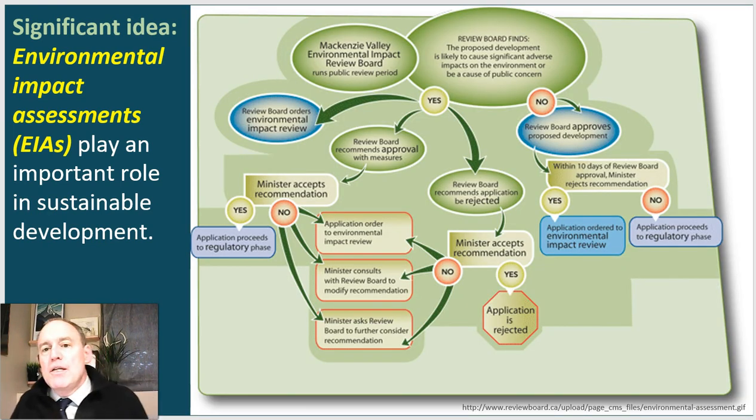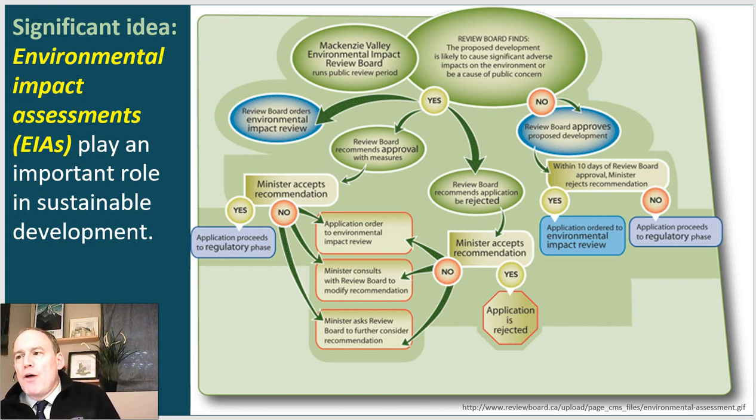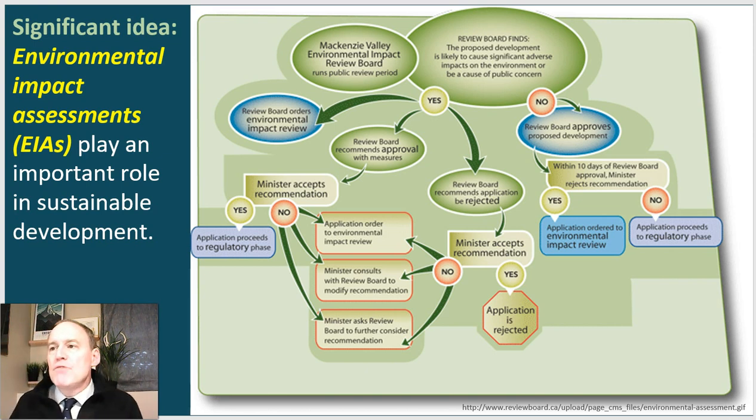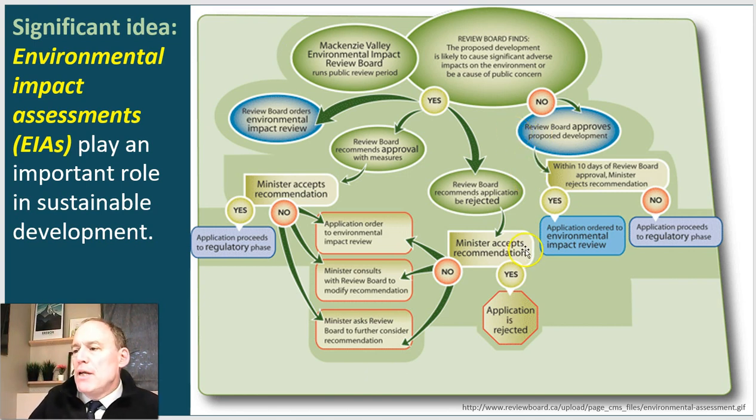Now, here's a significant idea for this slide. Environmental impact assessments play an important role in sustainable development. And you can start to see what's going on here. You can see the Mackenzie Valley Environmental Impact Review Board runs a public review period. We can see there's review board findings. The review board can approve or not approve the potential development. The ministers are involved. So this is quite a complicated flow chart, but it can show you how the government is watching over the environment and how it's mandated.